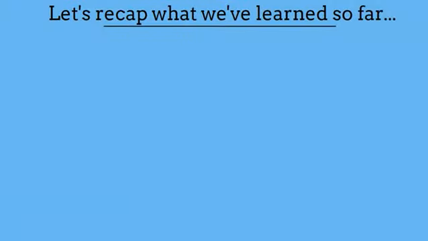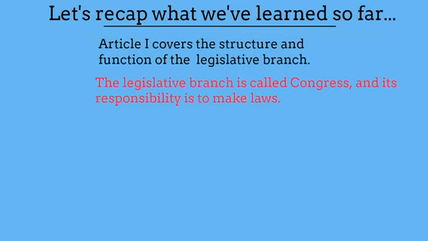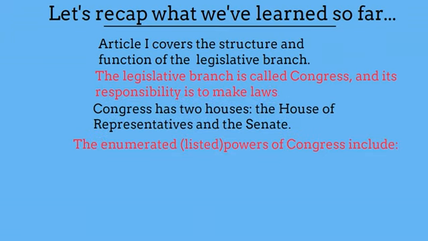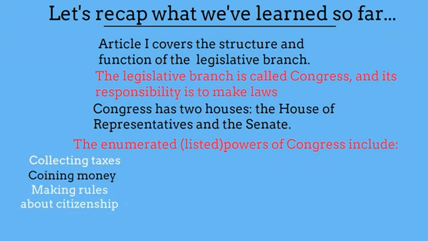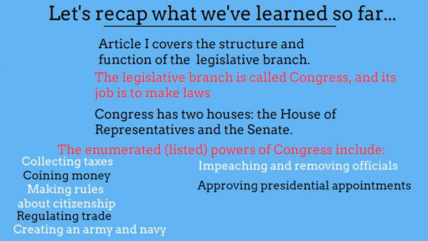Let's recap what we've learned so far before we get to Article 2. Article 1 covers the structure and function of the legislative branch. This is called Congress, and its main responsibility is to make laws. It's made up of the House of Representatives and the Senate. The enumerated or listed powers of Congress include collecting taxes, coining money, making rules about citizenship, regulating trade, creating an army and a navy, impeaching public officials, approving presidential appointments, ratifying or approving treaties, and declaring war.